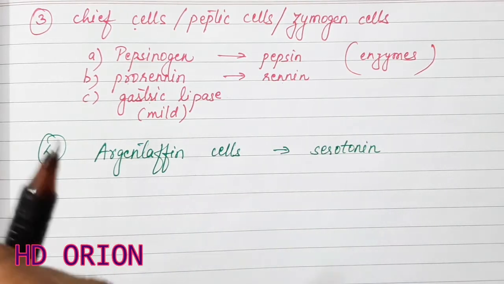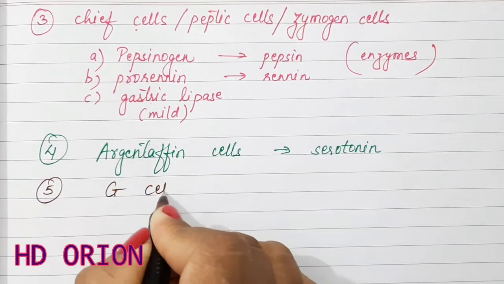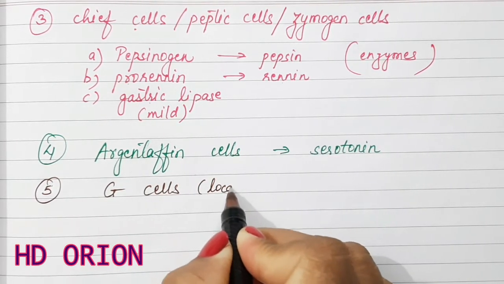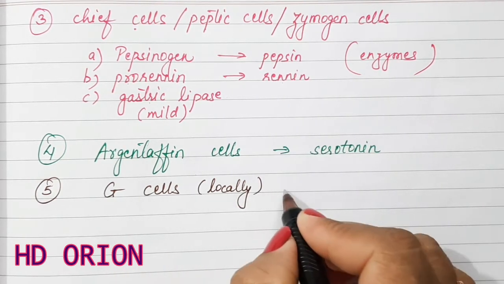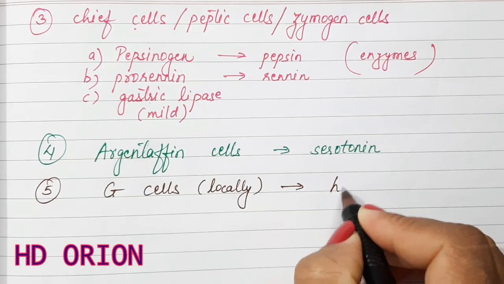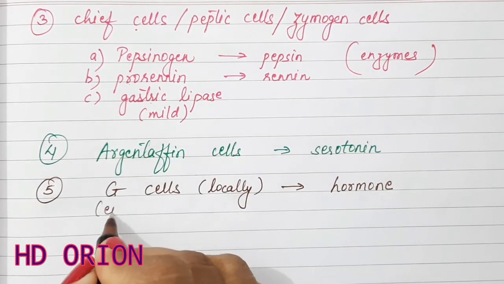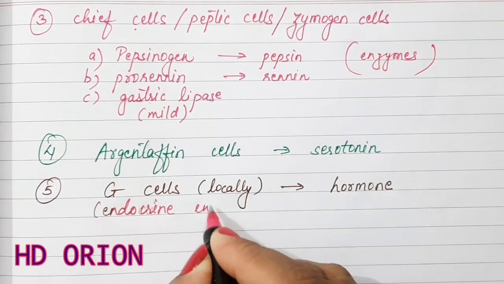And the fifth cells were the G cells. The G cells are present locally, that means they are only present in the stomach. They will not be found anywhere else, and they produce a hormone. That means the function of G cells is endocrine. The G cells are endocrine in function.